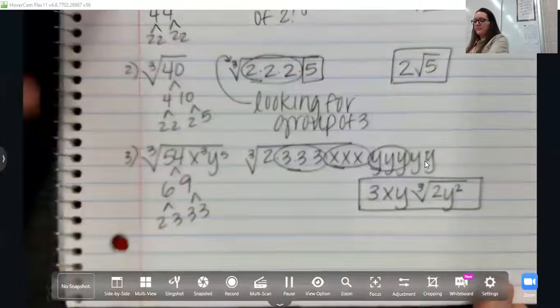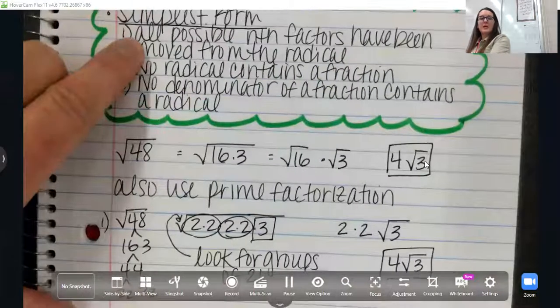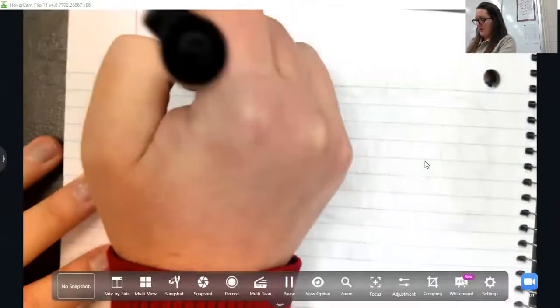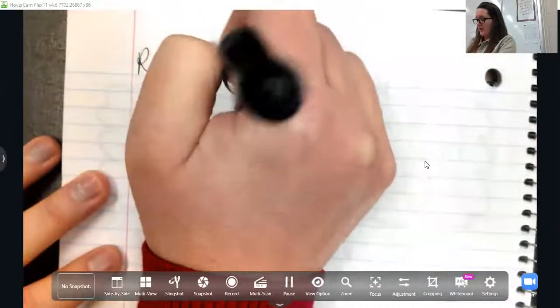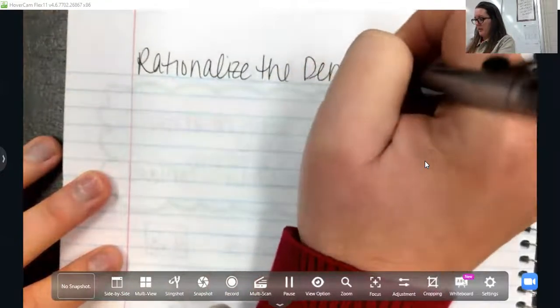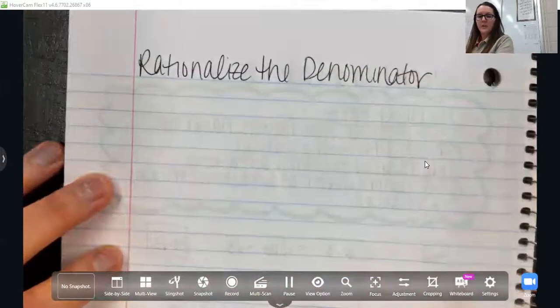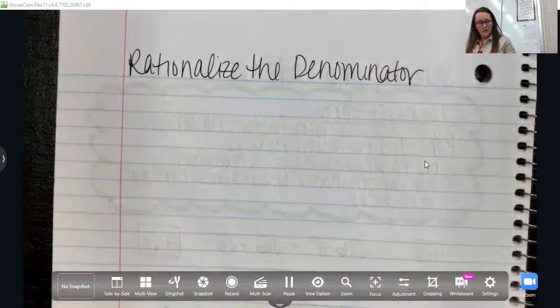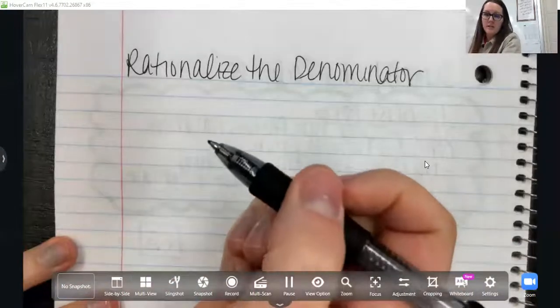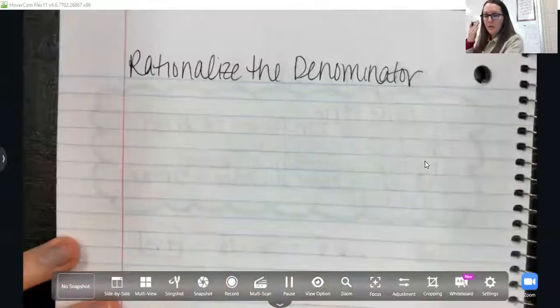All right, so that is simplest form, meaning all possible nth factors have been removed from the radical. Let's look at rationalizing the denominator. When you have a radical in the denominator, you have to rationalize the denominator. You are probably pretty good at rationalizing the denominator with the square root, but what about a cubed root?